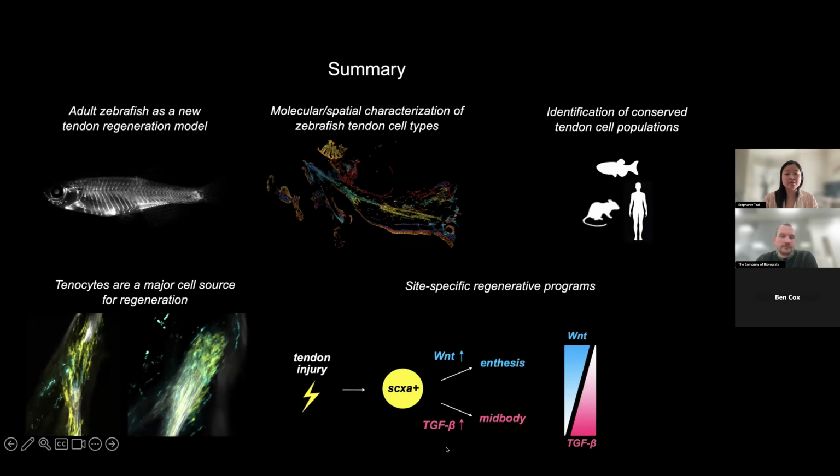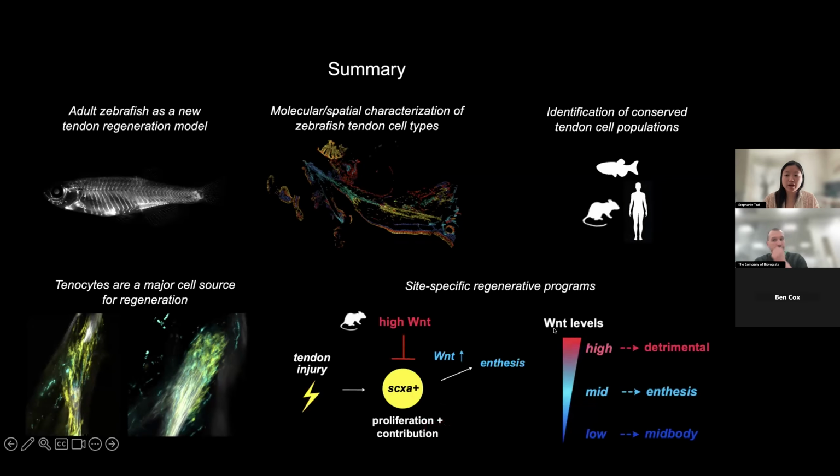In particular, it seems like TGF-beta signaling might be more important for mid-body regeneration and Wnt for enthesis regeneration. And particularly with Wnt, it seems that the level of modulation is really critical for proper enthesis regeneration, high levels being the most detrimental, and it allows us to hypothesize that potentially this is what's actually happening in a mammalian context, like an adult mouse, where potentially non-physiologically high levels of Wnt are actually driving fibrotic outcomes. And so my current work is really focused more on trying to manipulate these pathways in mice to see if we can improve healing outcomes there.